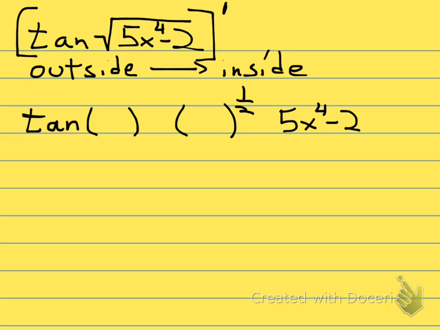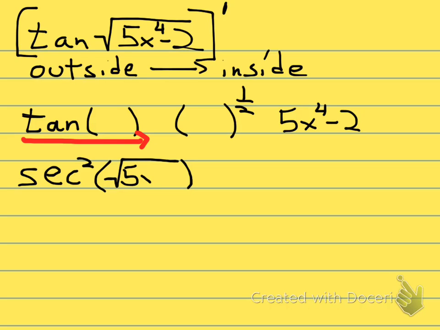Very first thing I'll take the derivative of is tangent. Here's what I get. Taking the derivative of tangent, I get secant squared of everything else. Now what goes down here is everything else to the right hand side. So that will be the square root of 5x to the fourth minus 2.